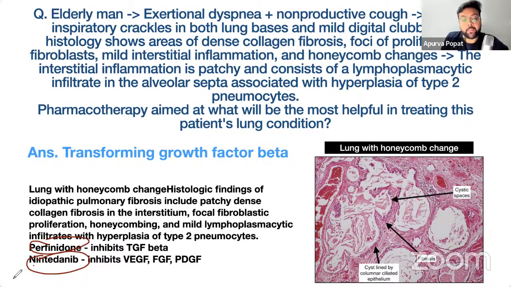Pirfenidone is a really expensive drug. Okay, nintedanib is easier to afford, at least here in India. So I've seen patients on nintedanib, so you can give them to halt the progression of pulmonary fibrosis. Okay.